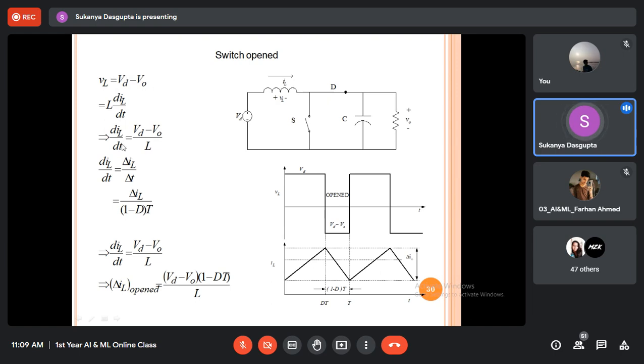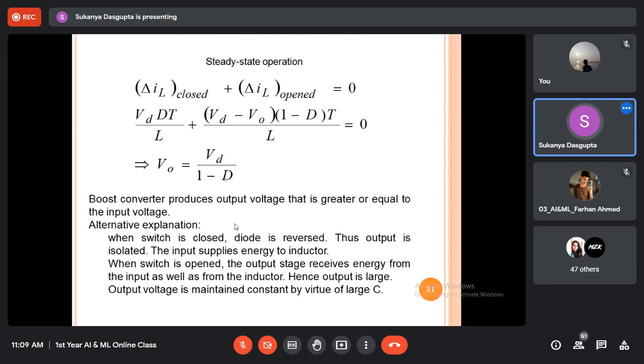So again, we will calculate di/dt. This dt is the off time period, which is (1 minus d) times T. Fine. And by simplifying this, we'll get del IL open equals to this. So again, the del IL, the current change when the switch is closed, is just equal to the current change when the switch is opened, right? So equating this summation with 0, we will get V0 equals Vd by (1 minus d).